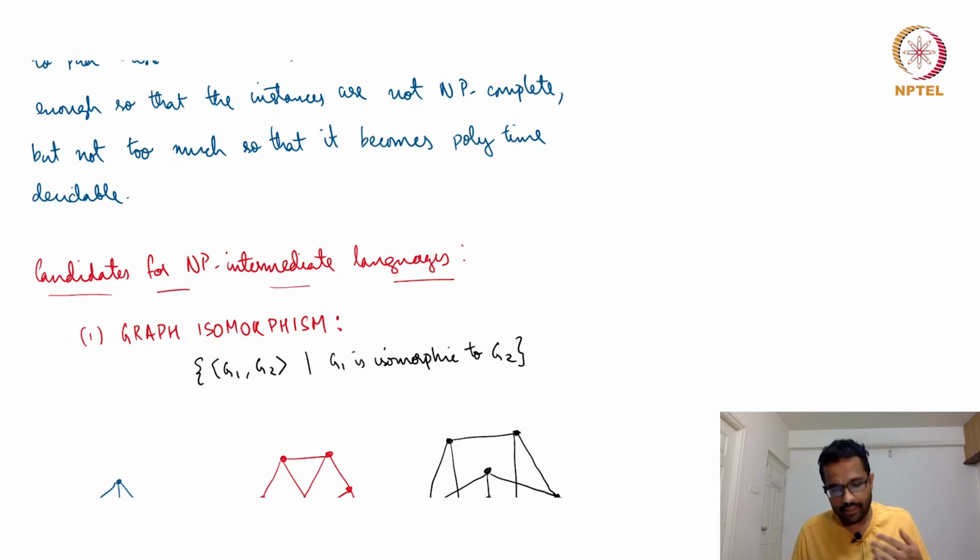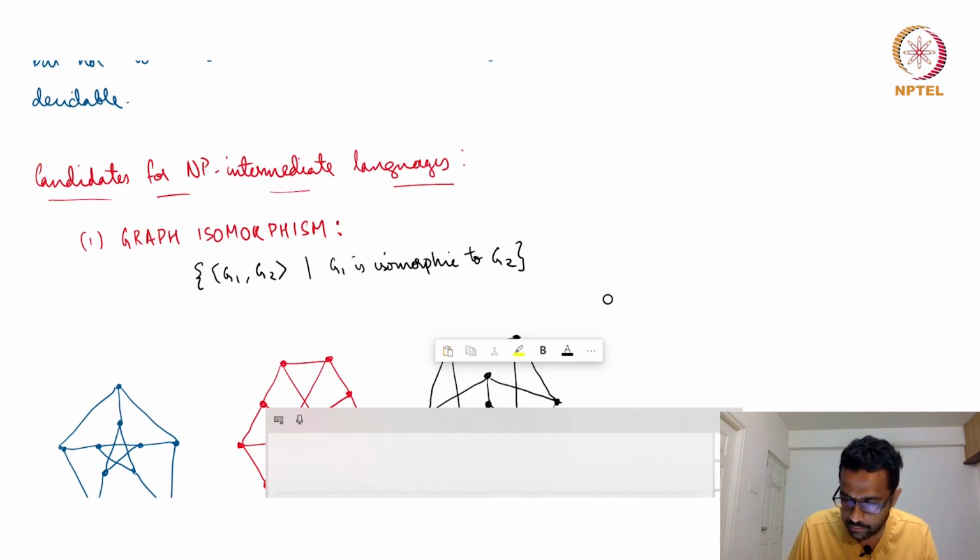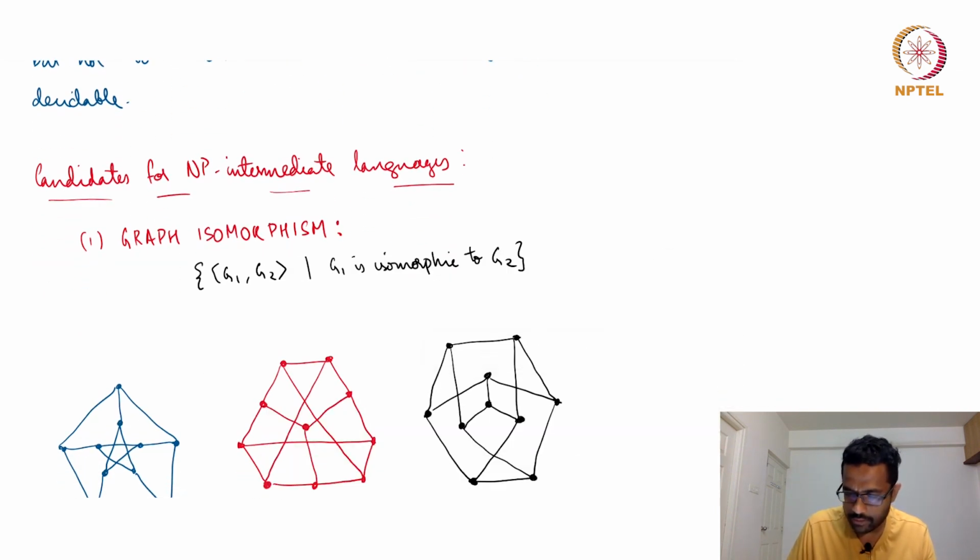So I'll just give you some candidate problems which as of now we do not know whether they are in P, and we also do not know that they are not NP complete. Most people believe that P is not equal to NP, so people think that these are problems that are candidates to be the NP intermediate problems, right? So I'll explain the two problems. One is graph isomorphism. So what is isomorphism?